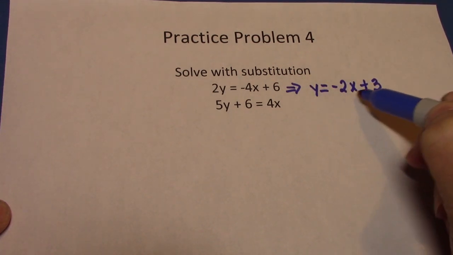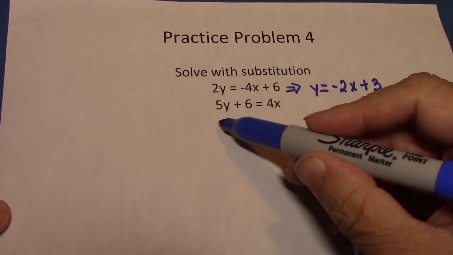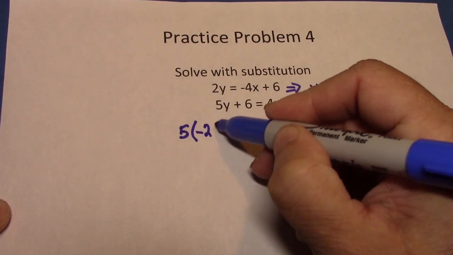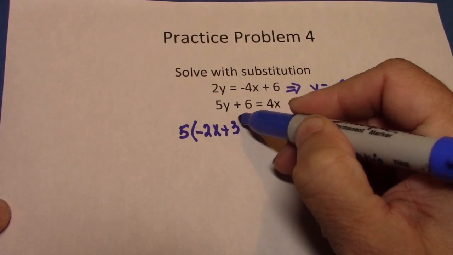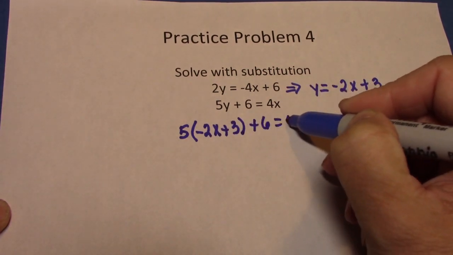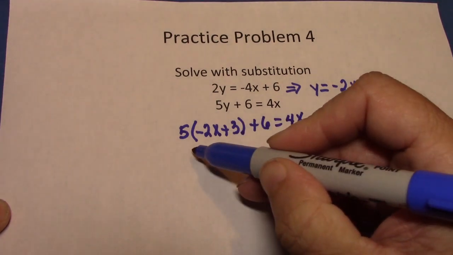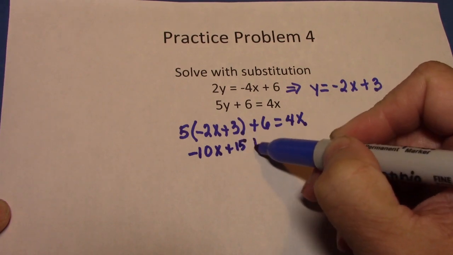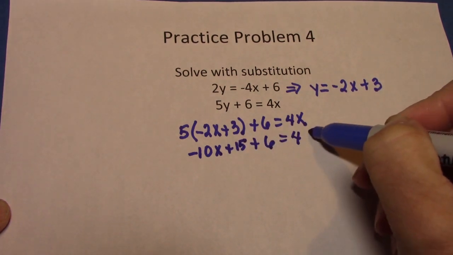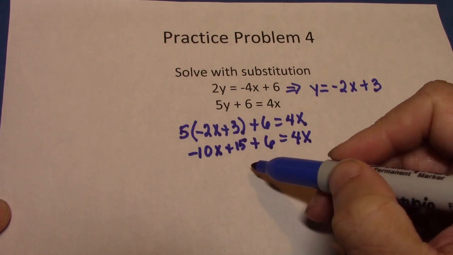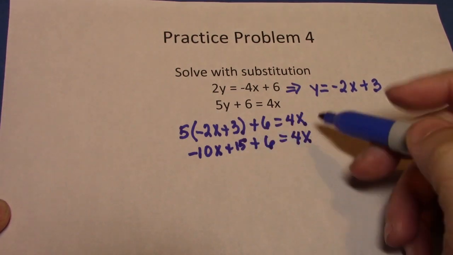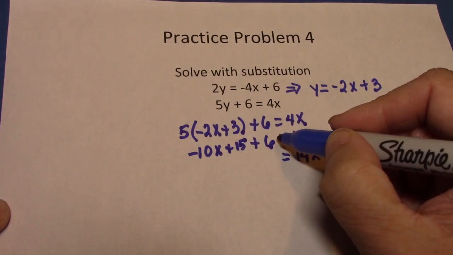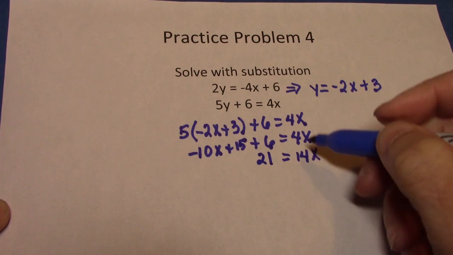Now, if we know that y is negative 2x plus 3, we can substitute that in here instead of y. Negative 2x plus 3 plus 6 equals 4x. Now distribute. That's negative 10x plus 15 plus 6 equals 4x. We'll add 10x to both sides to get that there, and 15 plus 6 is 21.